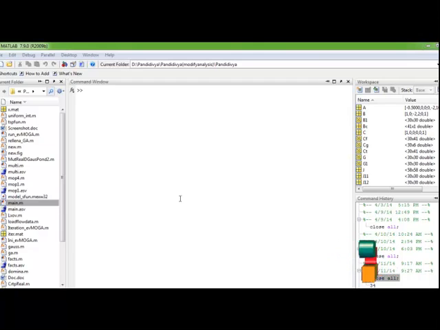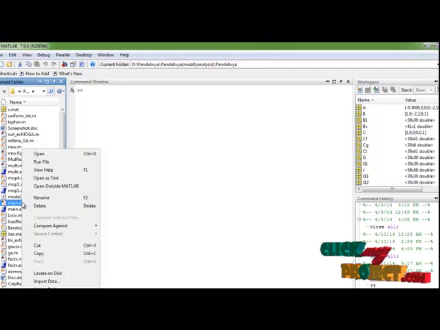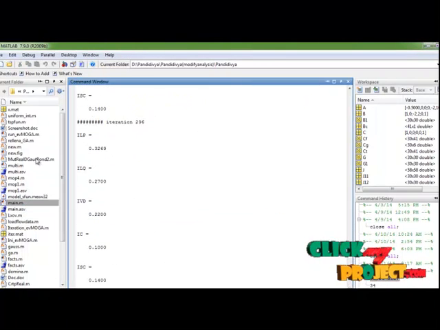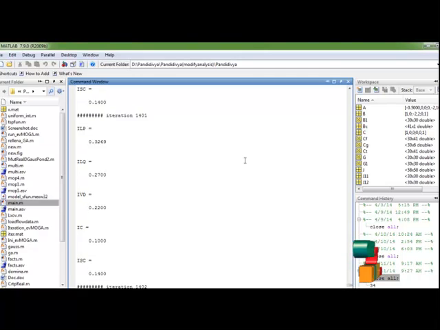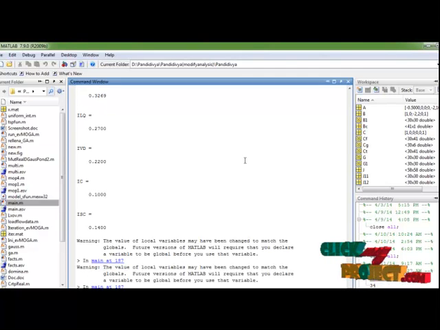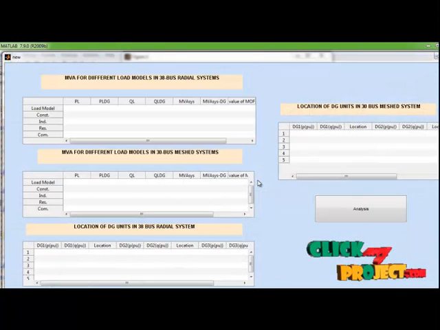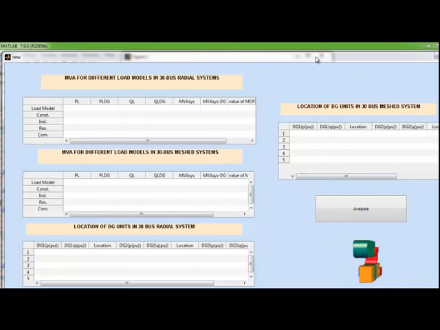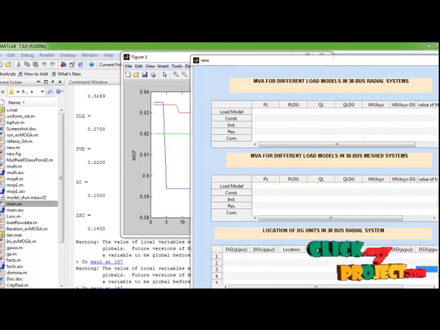Let's discuss the implementation work of this process. This is the MATLAB command window. These are the function files used for this process. Main is the main function file and the others are the sub function files. Choose the main function and click the run file option. So the process is going on and we get the results. Results obtained from this process.